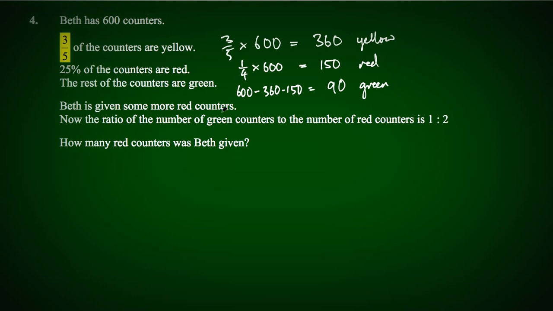Beth has been given some more red counters, and now the ratio of green counters to red counters is 1 to 2. Before that, we had 90 to 150, which was not a ratio of 1 to 2. In order to get 1 to 2 without changing the number of green counters, we need that to be 90 to 180, double the number of red as there are green. So she's been given, from 150 to 180 counters, 30 red counters.